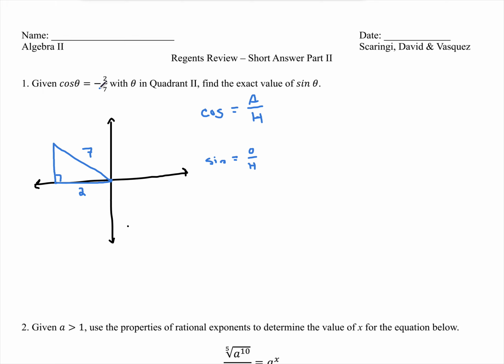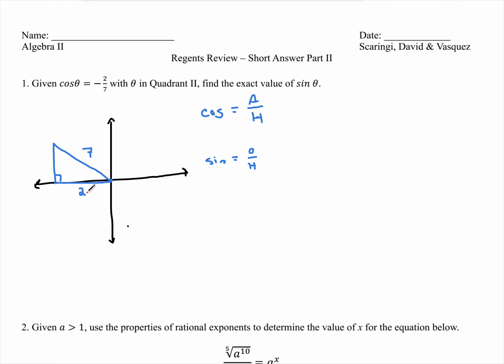The negative just comes from the fact that not all values here are positive. Only sine values are positive in quadrant 2. Only tangent, quadrant 3. Only cosine, quadrant 4. So that's why we know it's got to be a negative sign over here. And then I go to my next thing.